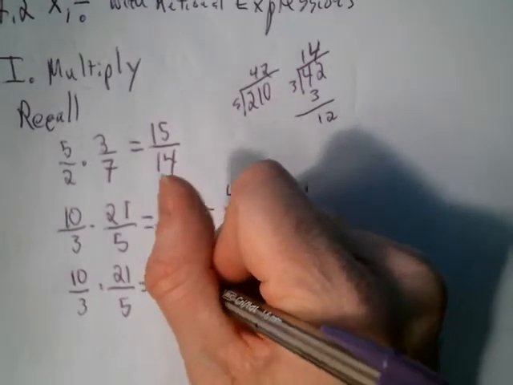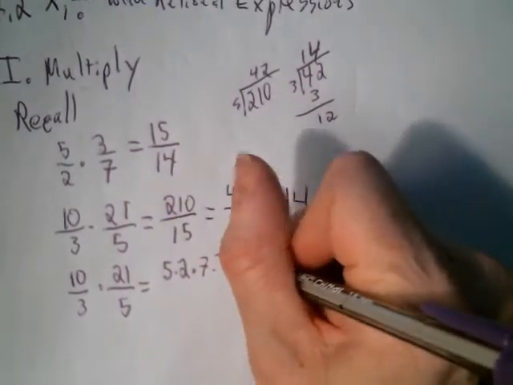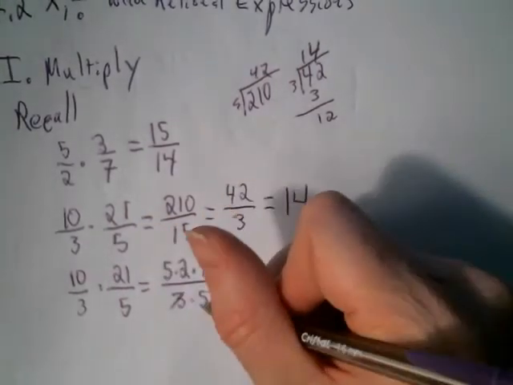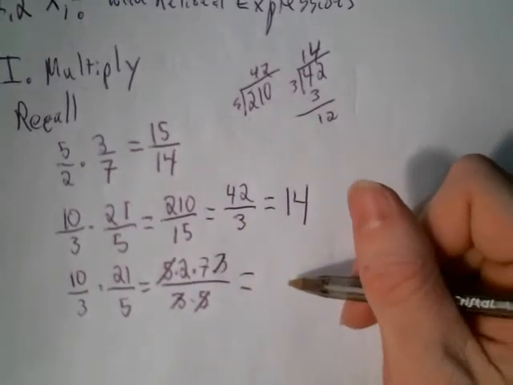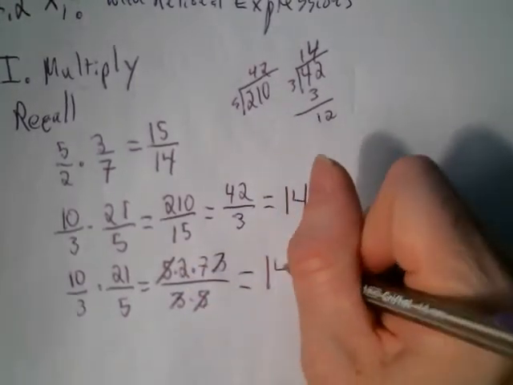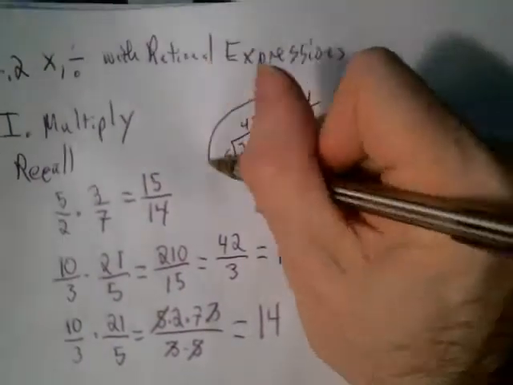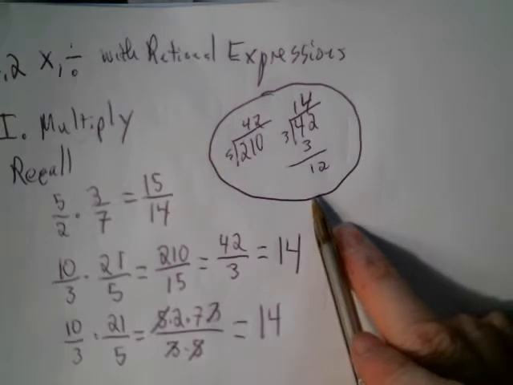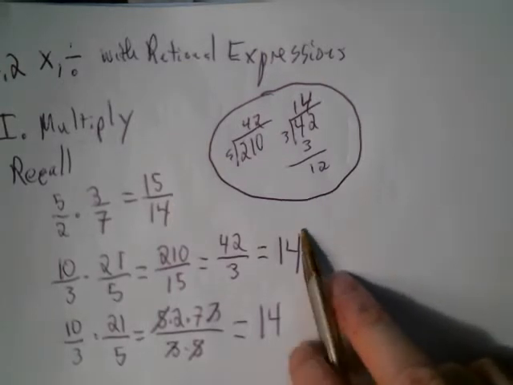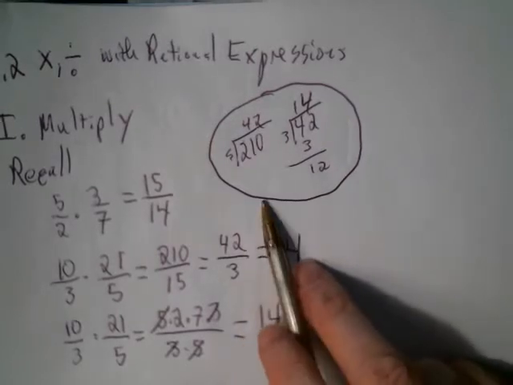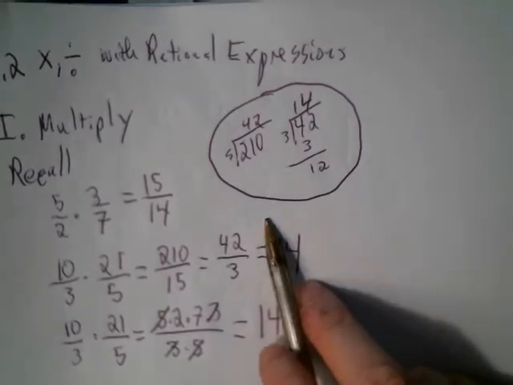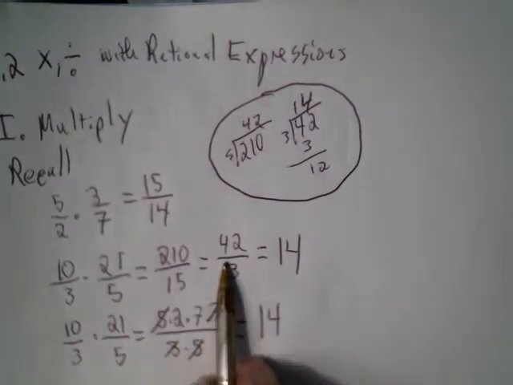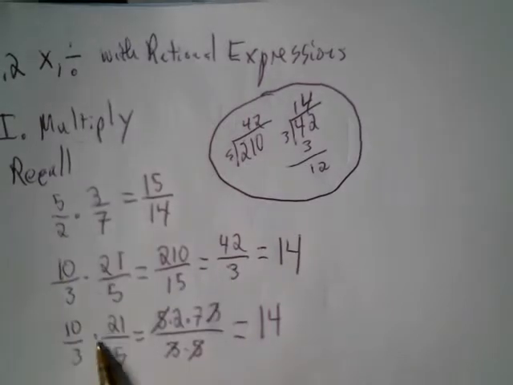So 10 is 5 times 2, 21 is 7 times 3, all over 3 times 5. I can remove the 3's, remove the 5's, and what are you left with? Well, 2 times 7 is 14. So hopefully you can appreciate the work that I'm avoiding. And on top of that, it's going to be a lot worse here in variable land. If you insist on multiplying it out, you're going to have to factor it again, whereas this is already factored.